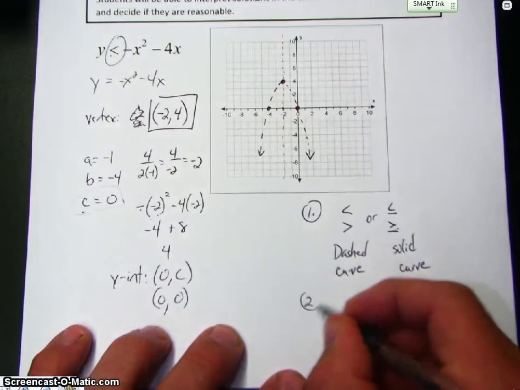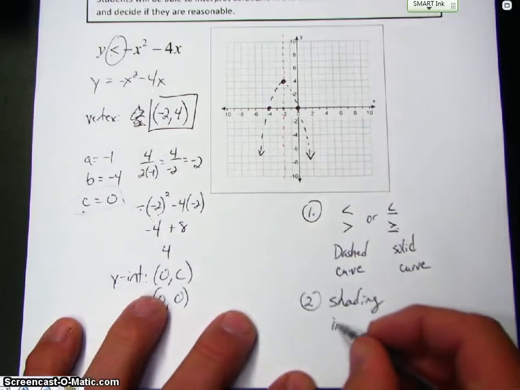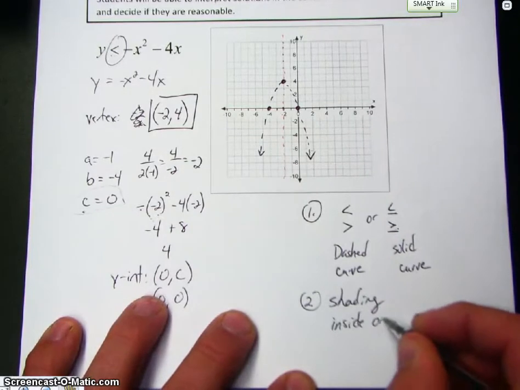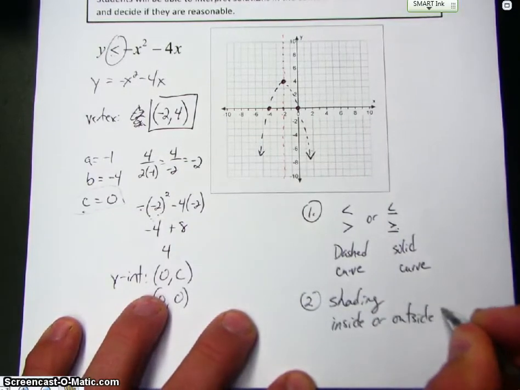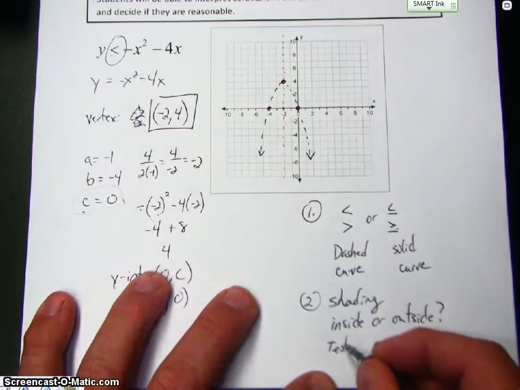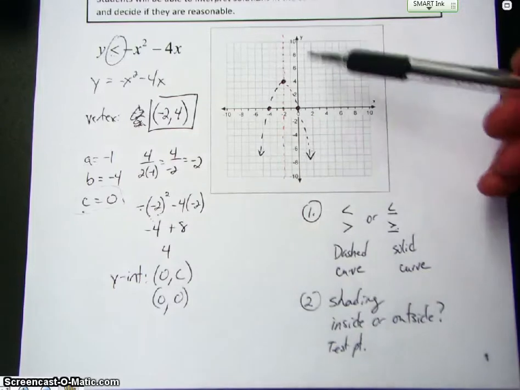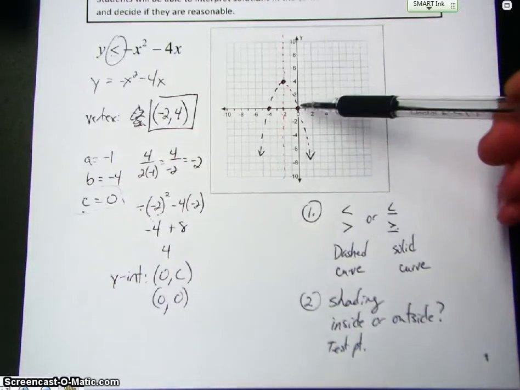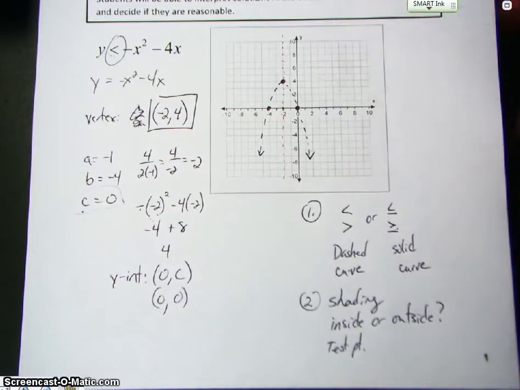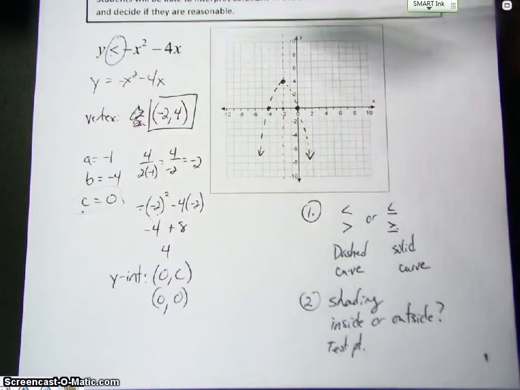The second part is shading. All right, do I shade inside or outside? That's what we have to determine. To do that, we use a test point. Now, in my case, I like to use the origin, right? But you notice it's already taken. So you need to pick another point. You can pick any point you want. I like to pick a point somewhere close to the origin because it makes plugging it in a lot easier to work with numbers.